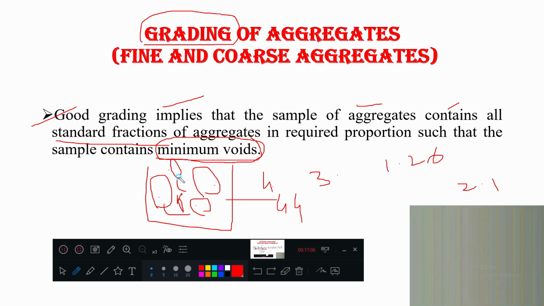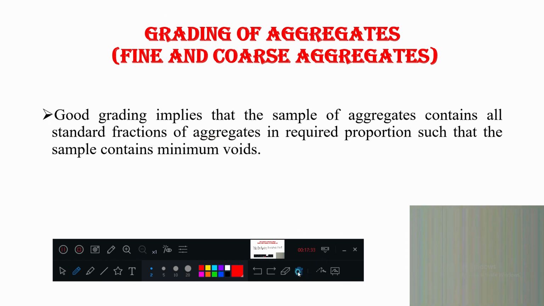What is happening? If voids are there, smaller particles will come and fix there. So 4.75 aggregates are there, so the voids are present here. In these voids, 1.26 aggregate will come and fix. In that way, the voids are going to be minimum.